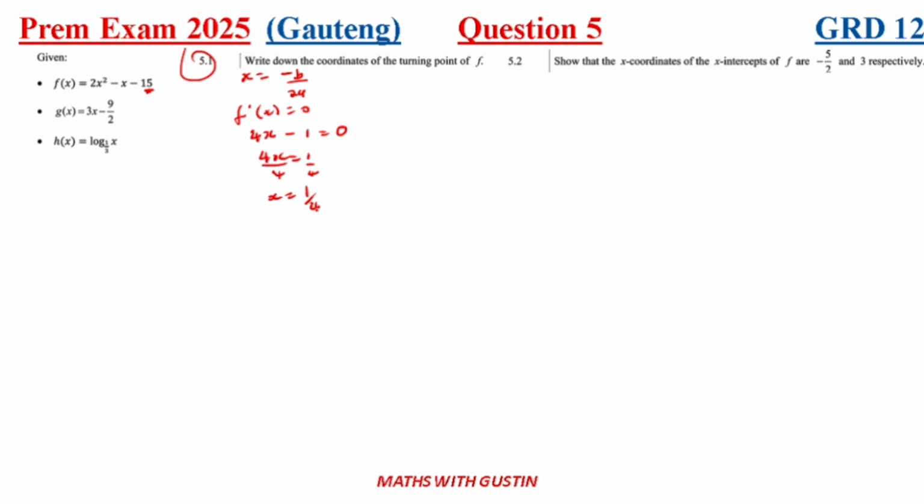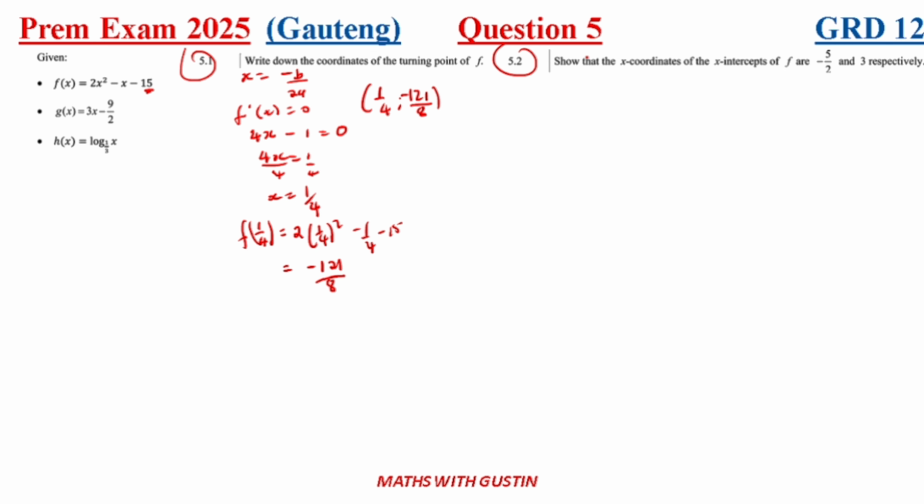Now you take this 1 over 4 and substitute it back into the original equation to get the y value. When you substitute it, it's going to be 1 over 4 all squared minus 1 over 4 minus 15, which gives me, in this case, minus 1 to 1 all over 8. Therefore, the coordinates of the turning point will be 1 over 4 and negative 1 to 1 all over 8. There you go. Those are the coordinates of the turning point.